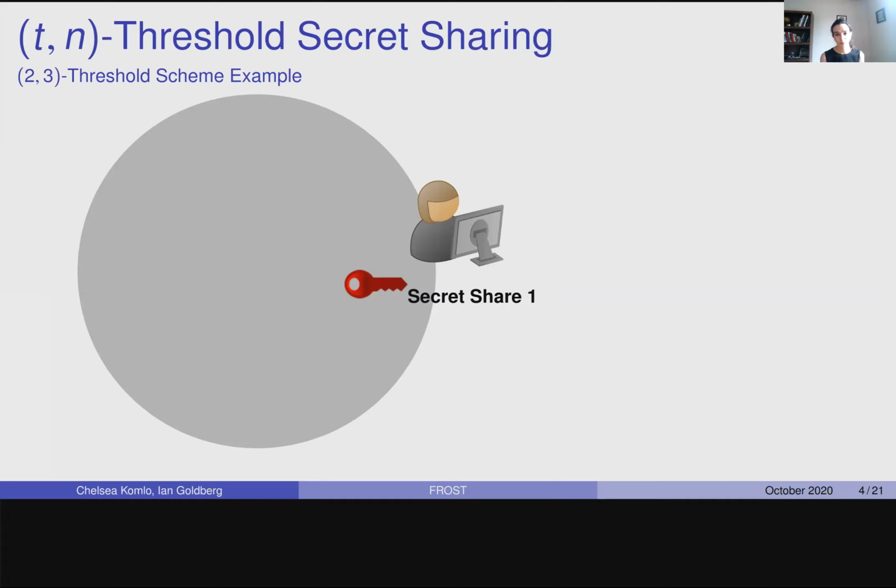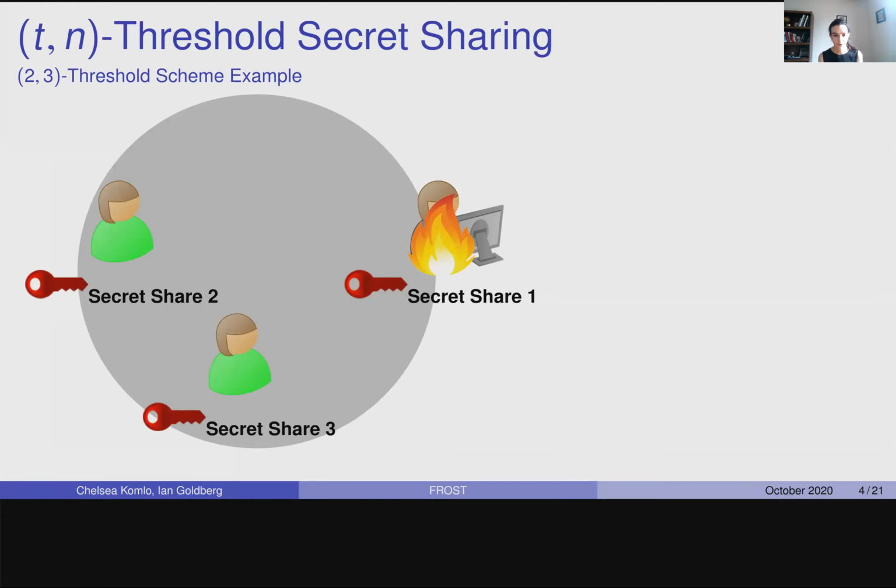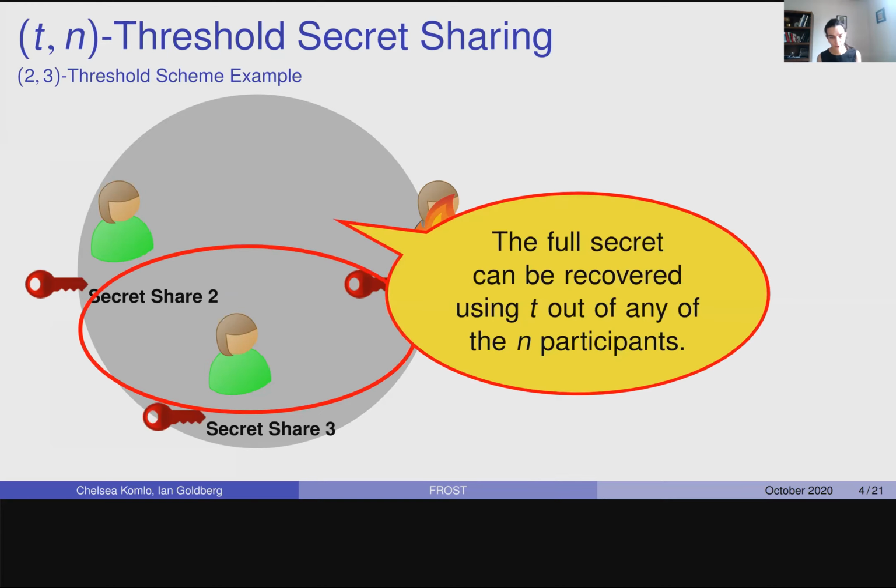So making this a little bit more concrete, if we're thinking about a 2 out of 3 threshold signature scheme, say you have one participant, they hold one share of this overall secret. If their computer is destroyed for whatever reason, you're still able to recover that secret because you might have 2 other participants whose secret shares have not been compromised, and so they can work together in order to recover the secret. So this is the example of where secret sharing schemes are useful for disaster recovery.